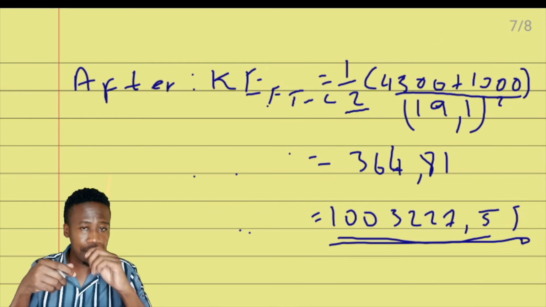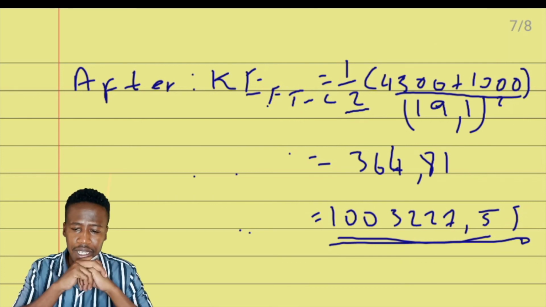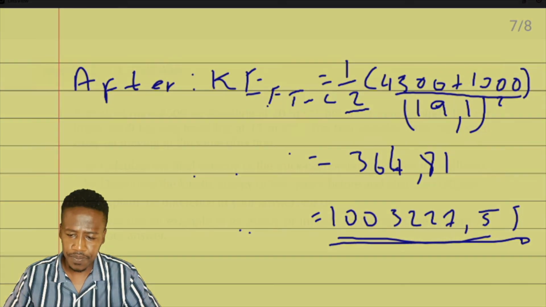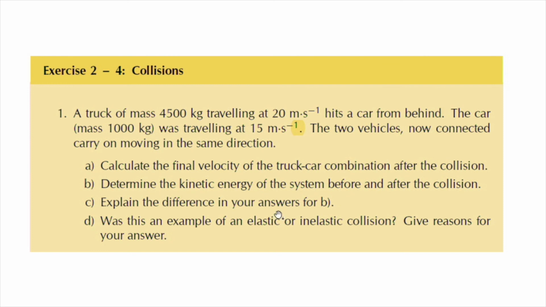Now, if you explain this, remember, the key in answering this is actually in the question, right? So if we move back to our slide and read the question. The truck has a mass of 4,500 kg, and it had a velocity of 20 meters per second. And then the car, 1,000 kg, was traveling at 50 meters per second, and they were traveling in the same direction because the truck actually hit the car at the back.